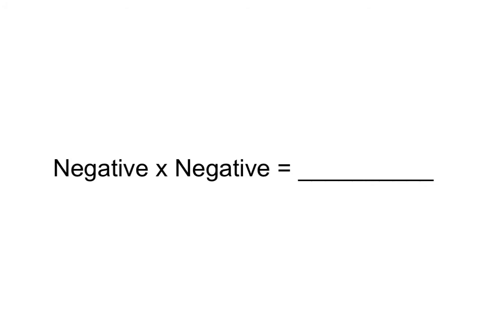So our general rule here: anytime you have a negative number multiplied by a negative number, you will always, always, always end up with a product that is positive.